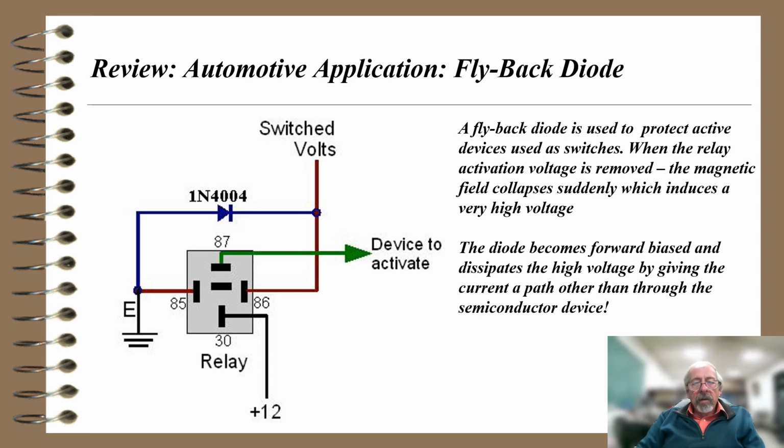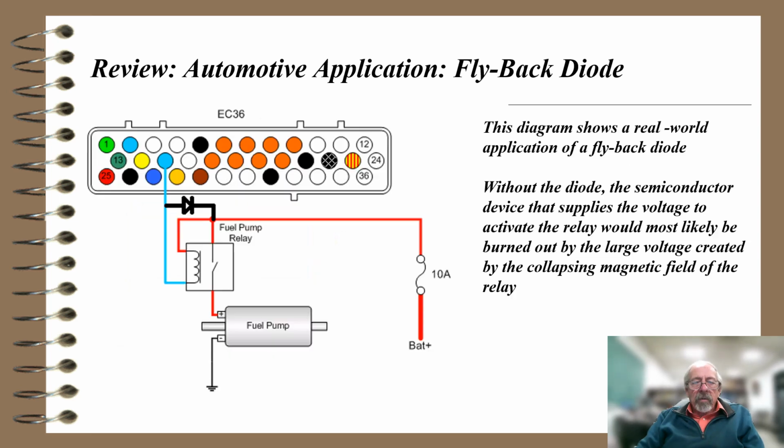The diode, when the switch device is activated, is reverse biased, so it's not in the circuit, like an open circuit. The magnetic field collapses and induces a voltage, which now will forward bias that 1N4004, and so there's a path for the current to go through as opposed to going through the switching transistor, which it might burn out. Here's another automotive application.